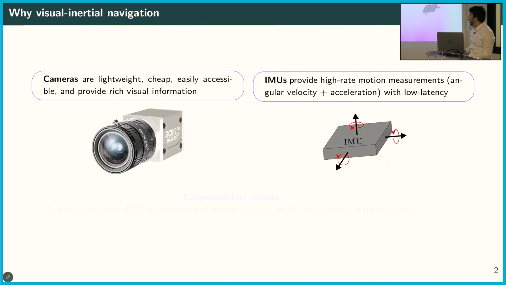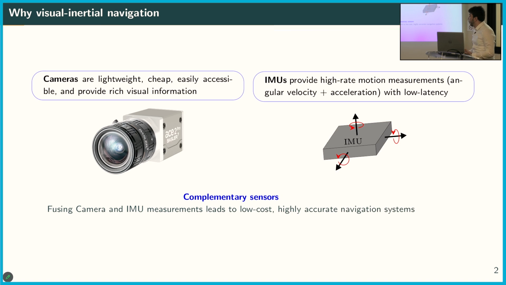So why visual inertial navigation? It basically comprises two types of sensors. The first sensor is a camera. It's a lightweight, cheap, and easily accessible sensor, and it provides us with rich visual information on the environment. And then we have an IMU, which is an inertial measurement unit, which provides us with measurements on the motion of the robot itself, and that's angular velocity and acceleration of the vehicle. These two sensors are complementary, and if we combine the measurements, then that will lead to low cost and highly accurate navigation systems. Okay.